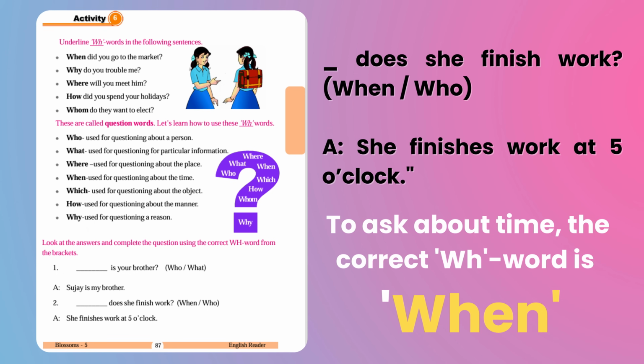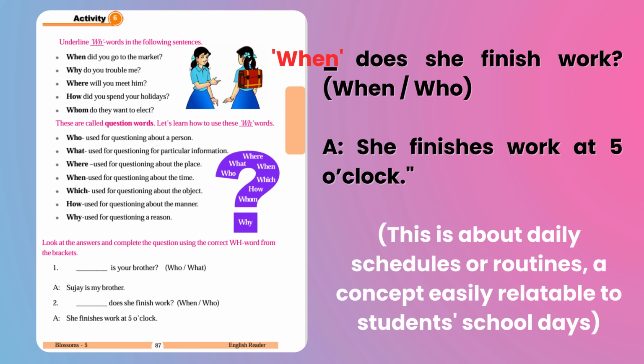This tells us the time she finishes work. To ask about time, the correct WH word is when. So, the question becomes when does she finish work? This is about daily schedules or routines, a concept easily relatable to students' school days. So, the correct option is when. The question should be like, when does she finish work? So, then the answer would be she finishes work at 5 o'clock.